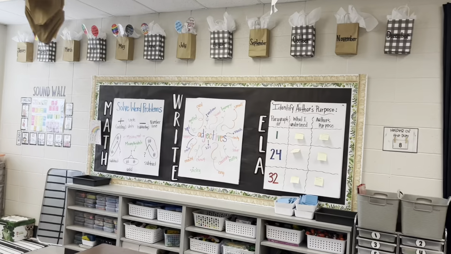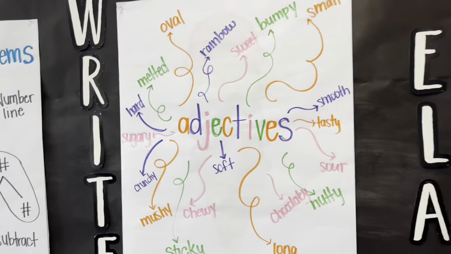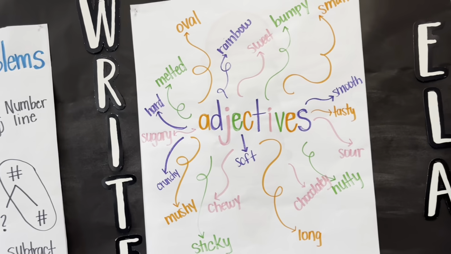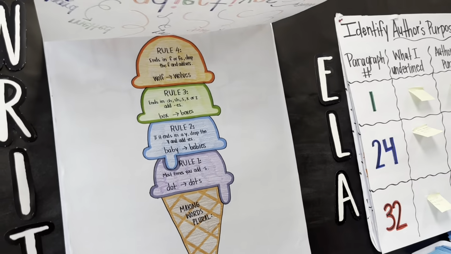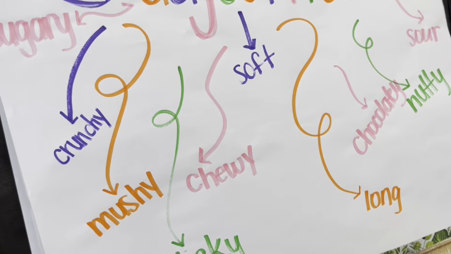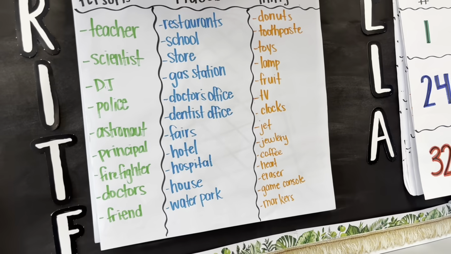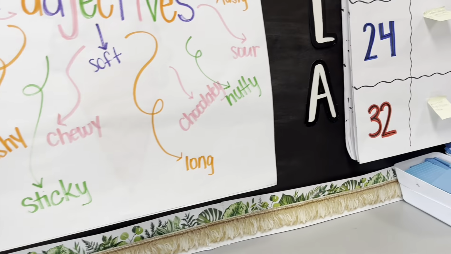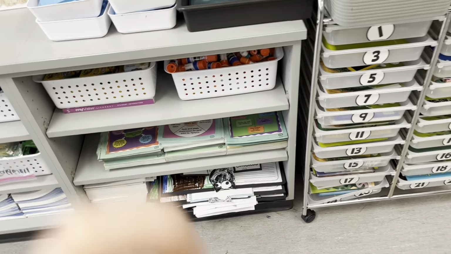These are my anchor charts like I have every month. This is the adjectives one that we did. We did plural endings, so I just drew this one. I think we did this one last month, so nouns. So we'll move on to verbs. Everything kind of looks the same.